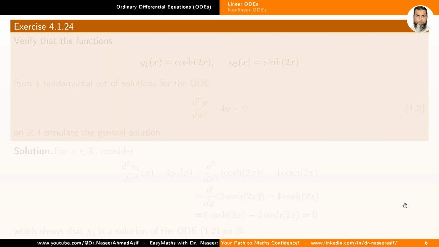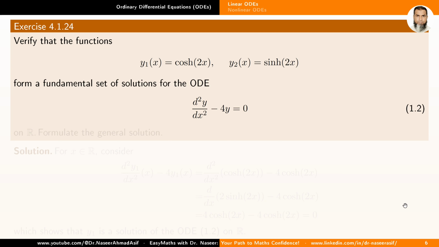Let's see another exercise. Verify that the functions y1 of x is equal to cosine hyperbolic of 2x, y2 of x is equal to sine hyperbolic of 2x, form a fundamental set of solutions for the ODE d2y by dx square minus 4y is equal to 0 on R. Formulate the general solution. Let's see the solution.